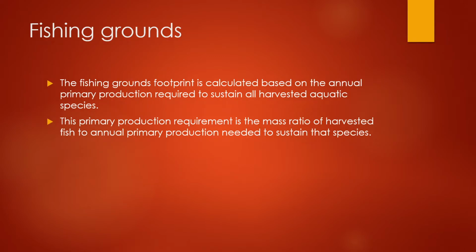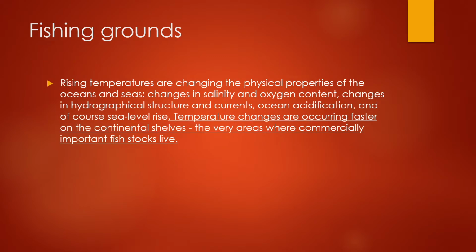The fishing grounds footprint is calculated based on the annual primary production required to sustain all harvested aquatic species. This primary production requirement is the mass ratio of harvested fish to annual primary production needed to sustain that species. Rising temperatures are changing the physical properties of the oceans and seas. It changes the salinity and the oxygen content. It changes the hydrographical structure and currents, ocean acidification, and of course, as we've discussed and as has been a topic for a while now, sea levels rise.